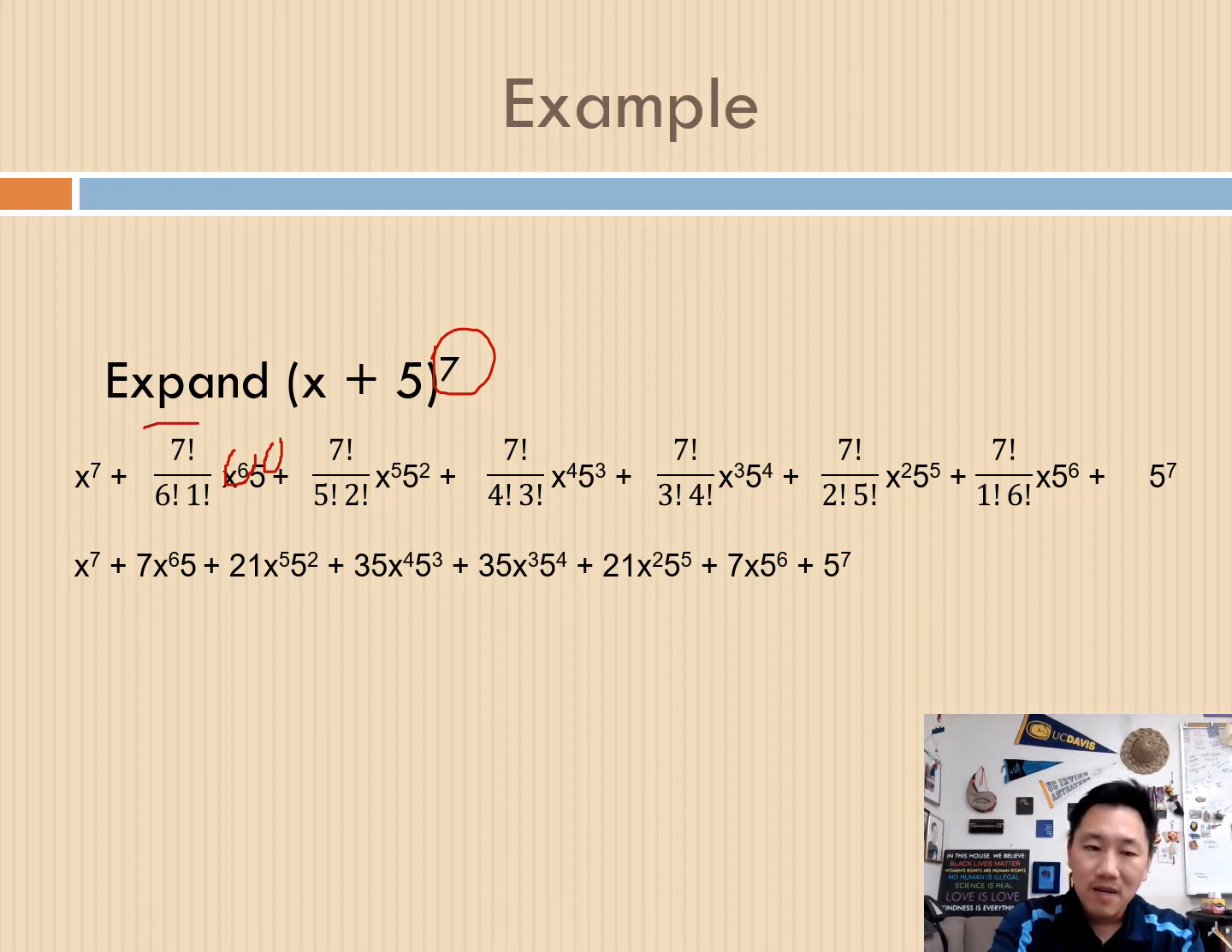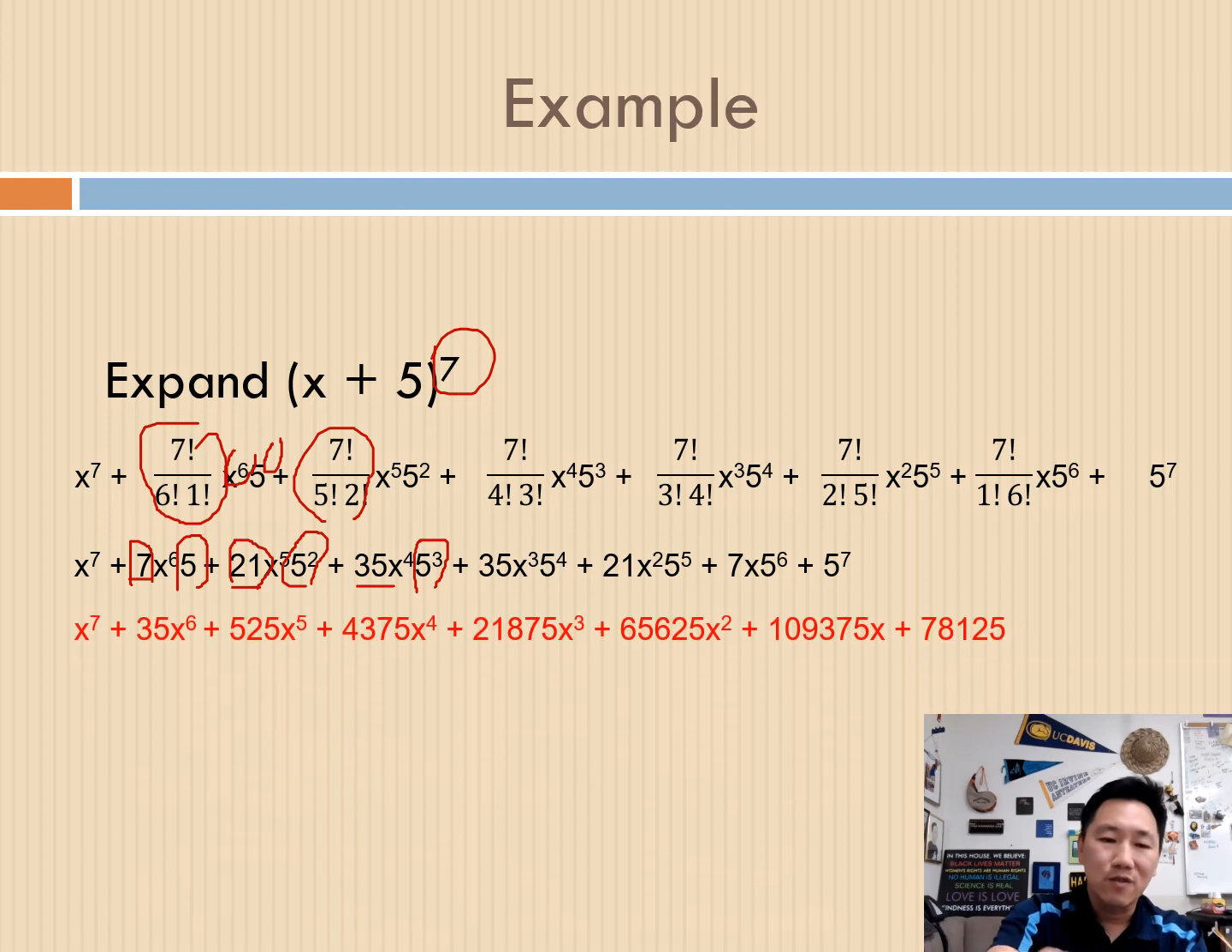Evaluate each one of them. Again, you can throw this into your calculator. It does give you a 7. All of this gives you a 21. But then there's more to simplify now, because now we have a 7 times a 5. That can go together to make 35. You have a 5 squared, which is 25, and that goes with the 21. Multiply those together. You have 5 to the third power, multiply it with the 35, and so on and so forth. And there's our final answer when we expand it.